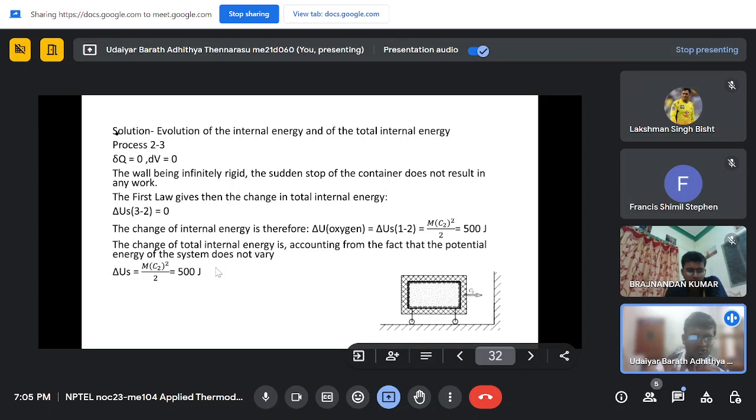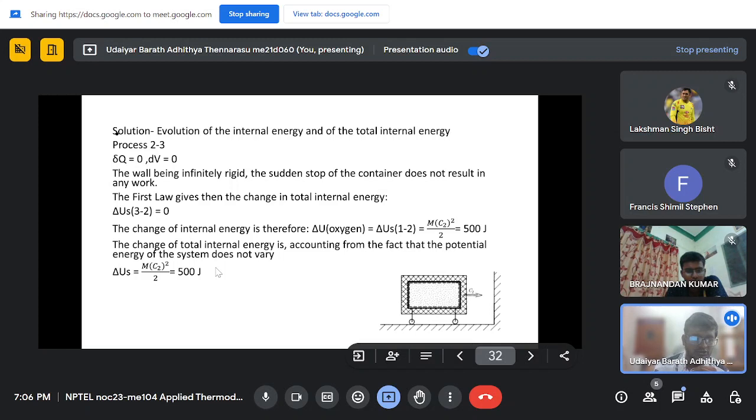Now during process 2-3, this vessel goes and hits the wall and comes to rest. So during this process, the energy has reached some value and is not dissipating anywhere else, because it is insulated and the vessel is rigid. There is no work done, there is no change in volume, and there is no heat transfer happening because it's insulated. So in this case, the total internal energy will remain the same.